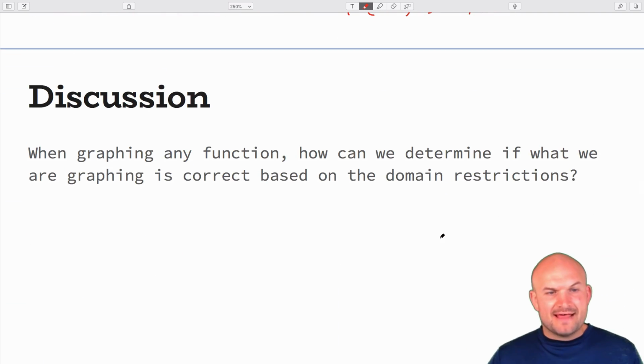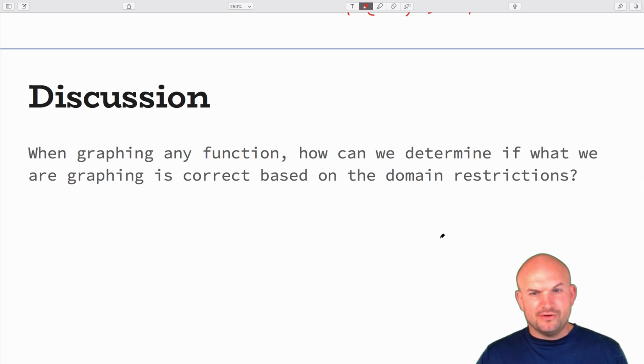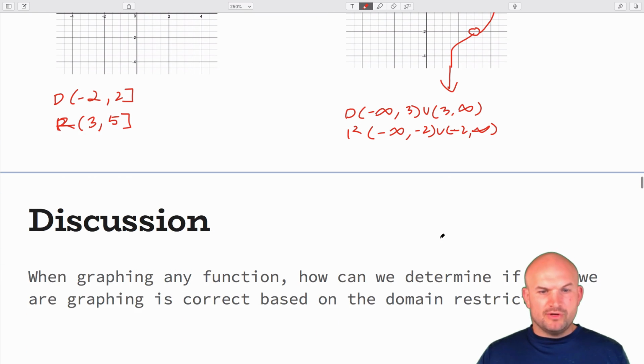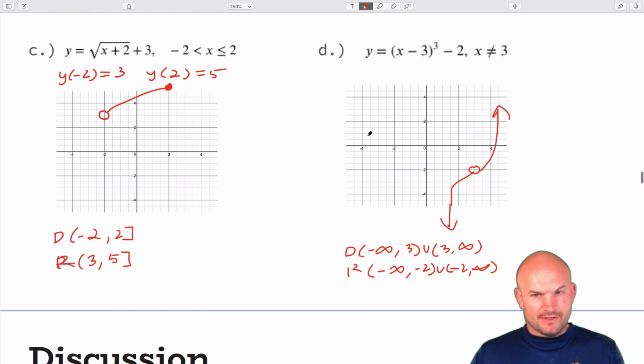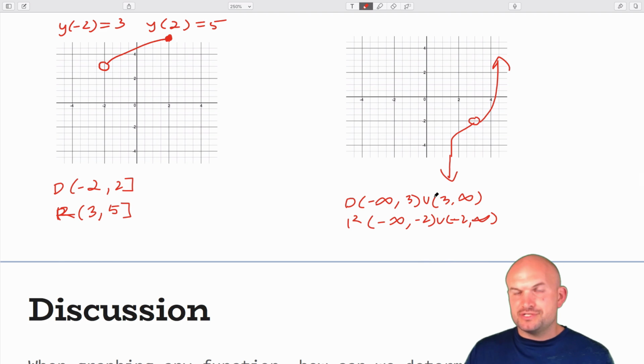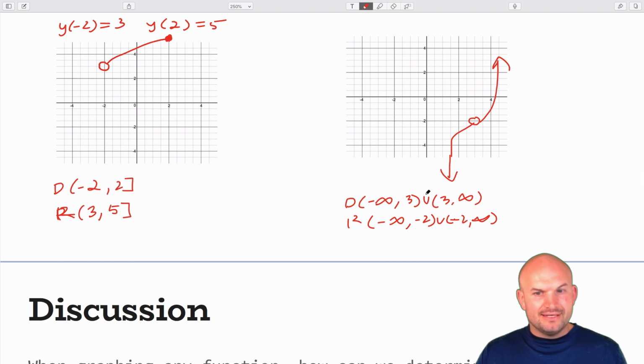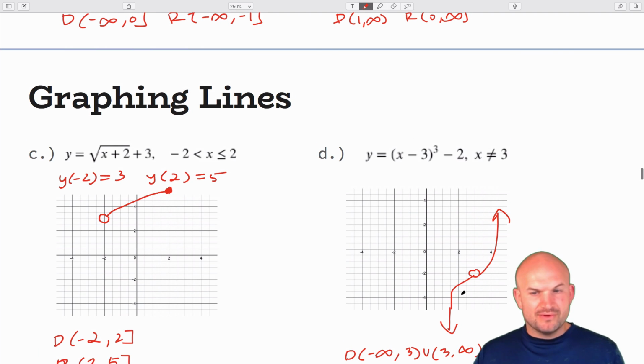And then I had a little discussion with students: how is graphing based on those domain restrictions? When graphing a function, how can we determine if what we are graphing is correct? And again, that goes back to what we did with this graph. Like, you might not follow me on this cubic function, right? But you could plug in any number that you want to be able to find a point.